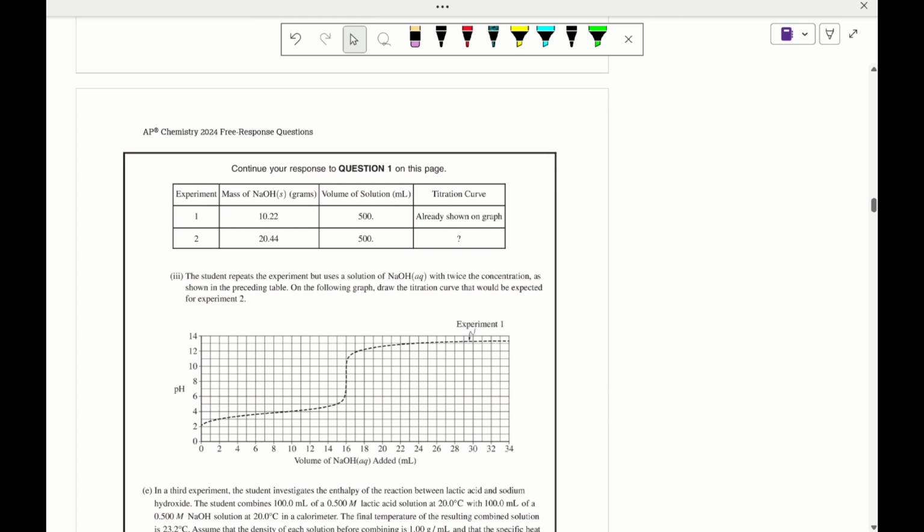And then here it's asking if you double the concentration of NaOH, what will happen to the titration curve? Basically, if you double the concentration, it'll take half the volume. So you'd start around the same initial pH. Once you come to 8, it would shoot up, and then it would curve back like that.